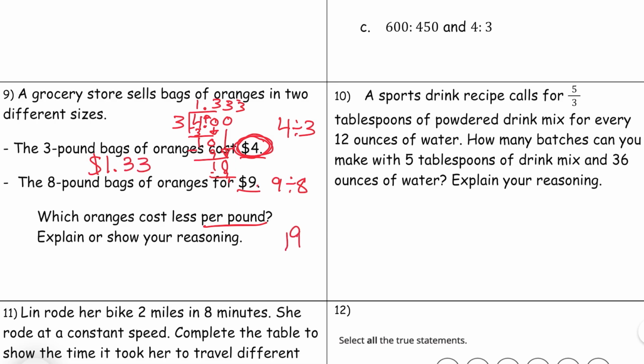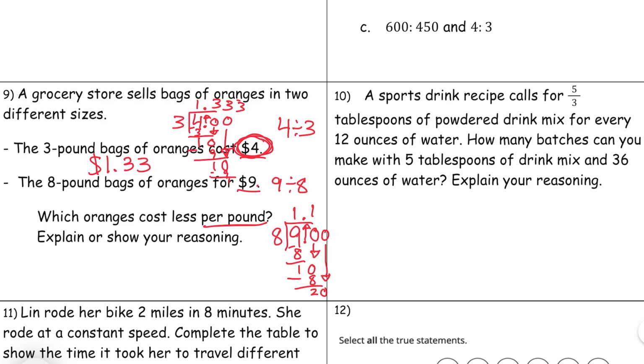Now for 9 divided by 8. 8 goes into 9 one time. 1 times 8 is 8. 9 minus 8 is 1. And I'm going to add a 0, bring down the 0, bring up the decimal. 8 goes into 10 one time. 1 times 8 is 8. 10 minus 8 is 2. I'm going to add a 0, bring down the 0.